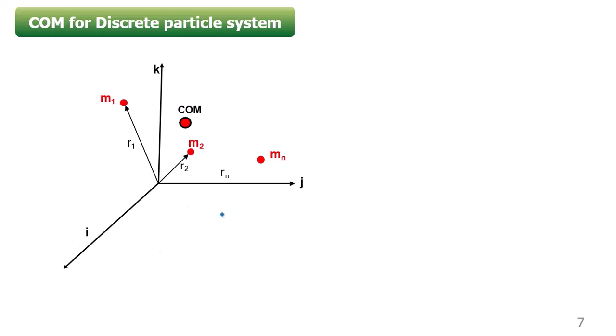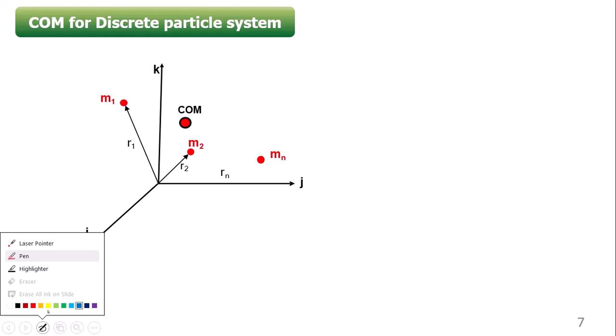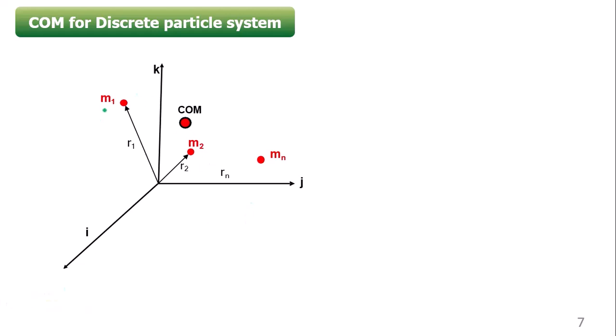So for a discrete particle system, let us say you have n number of particles. These particles m1, m2, m3 are placed at particular position vectors r1 vector, r2 vector, r3 vector. What is r1? r1 is nothing but the position vector of m1. Let us say the coordinate of m1 is x1, y1, z1. So r1 vector is nothing but x1 i plus y1 j plus z1 k. Similarly r2 vector, r3 vector. All are the different position vectors of the different particles m1, m2, m3.